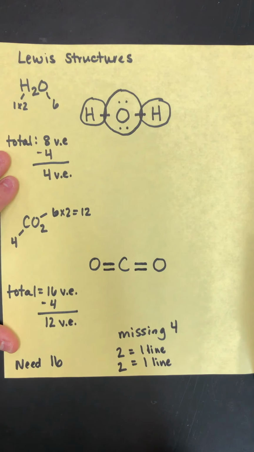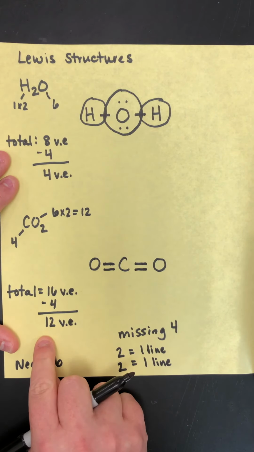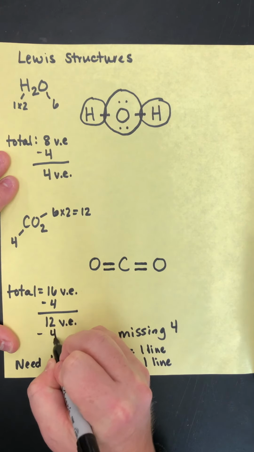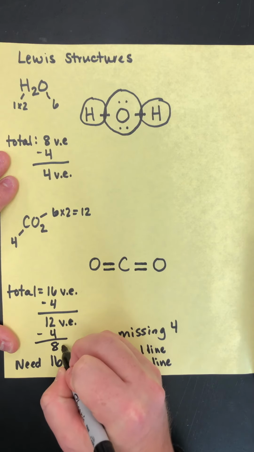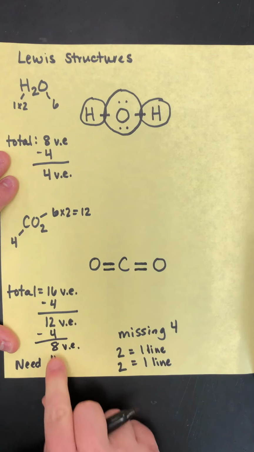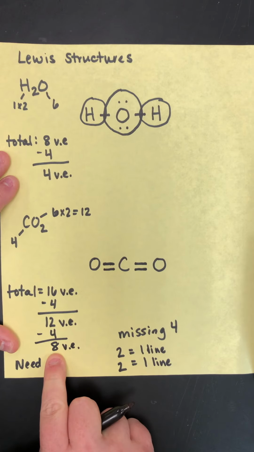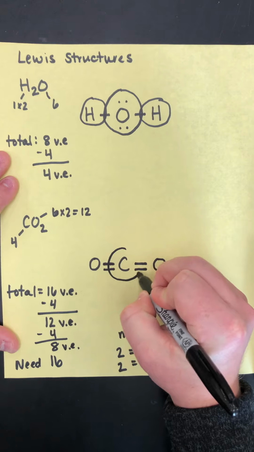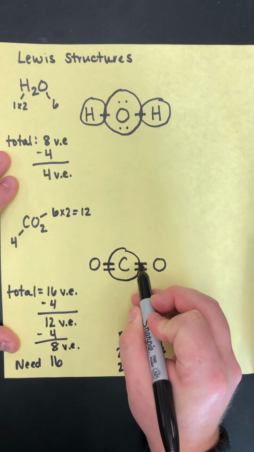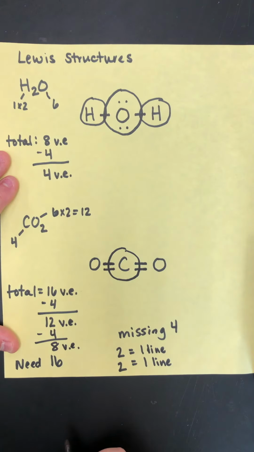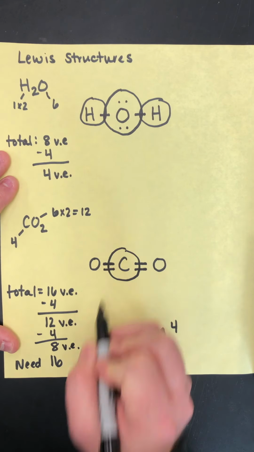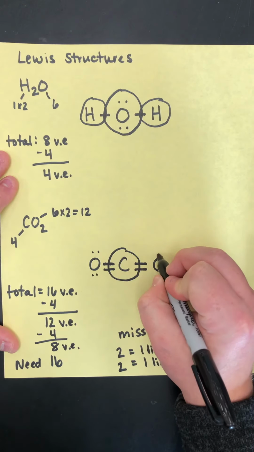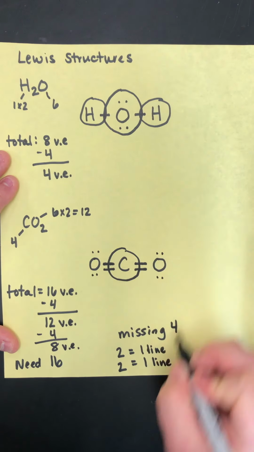Now, because I added 2 lines, you need to subtract the correct amount from the total. I just used 4 electrons. I'm left with 8. Now, those 8 electrons that I'm left with, you need to figure out where they go in the model. Carbon is full. It has a hold of 2, 4, 6, 8 electrons. Each of the oxygens only have 4. So I need 4 more here and 4 more here.